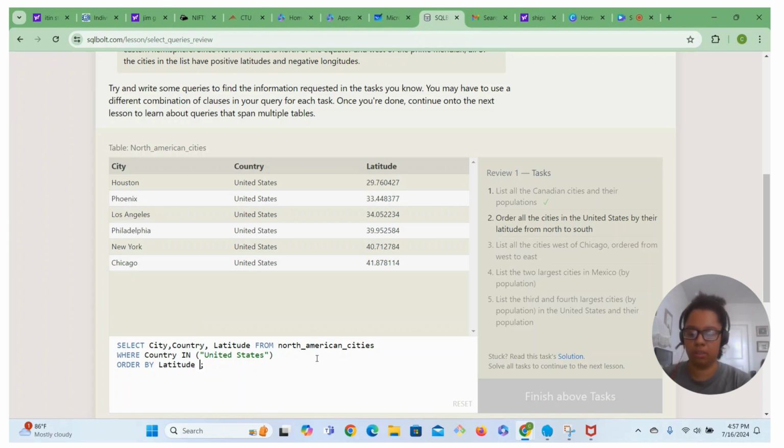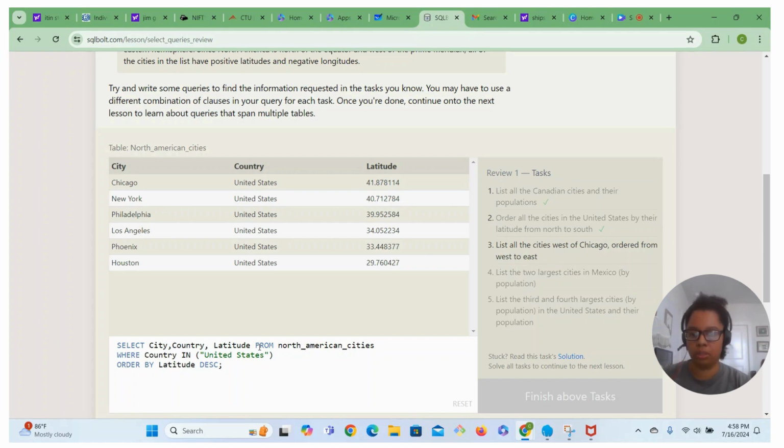And we're saying descending order for it. So again, the question we just answered here was order all the cities in the United States by their latitude from north to south. And it gave us the cities, which are Chicago, New York, Philadelphia, Los Angeles, Phoenix, and Houston. Remember, what we selected was city, country, latitude from the database.